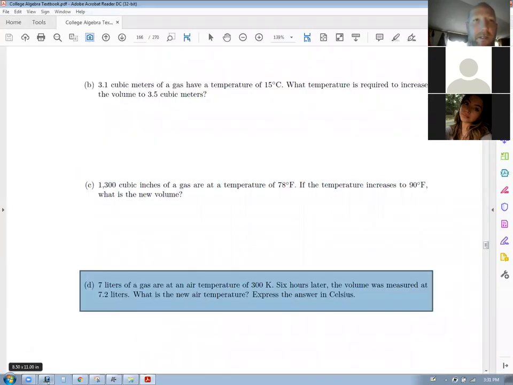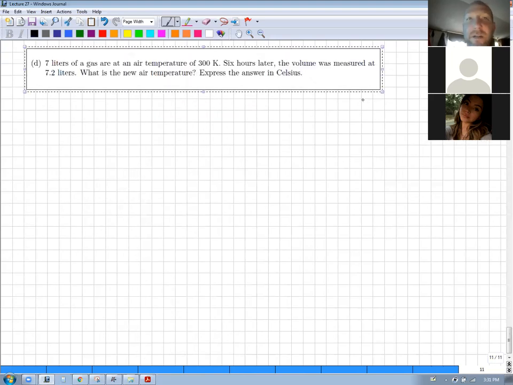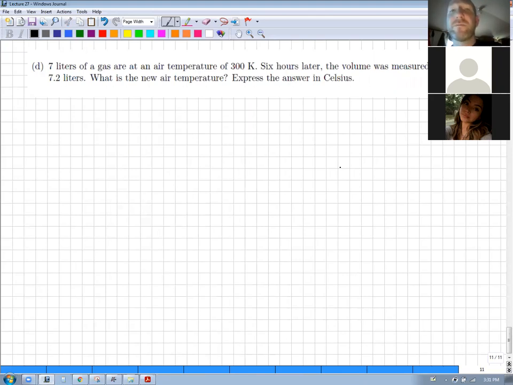Now D. 7 liters of a gas are at an air temperature of 300 Kelvin. 6 hours later, the volume was measured at 7.2 liters. What is the new temperature? And then convert that to Celsius. All right, so this is our V1, T1. So later, this was our new volume. What's the new temperature?